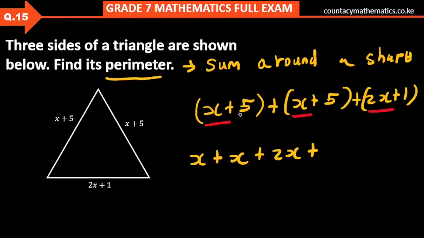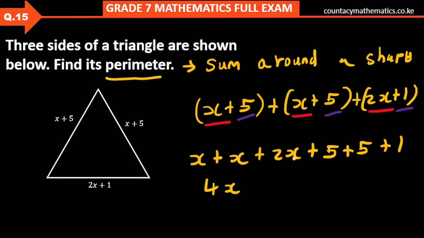We don't have any other x, so now we pick the numbers. We have a 5, and a 1. So therefore we go ahead and add the numbers together. We have 5 plus 5 plus 1, like that. So we have x plus x, 2x plus 2x. That's going to give you, for x, this is like 1x plus 1x, that is 2x.